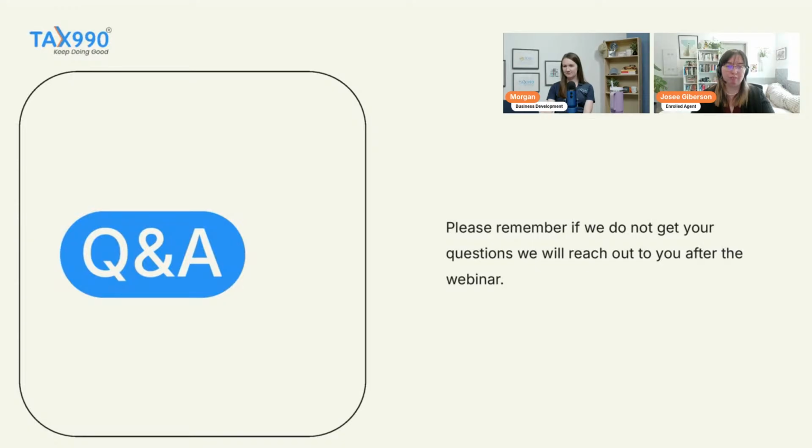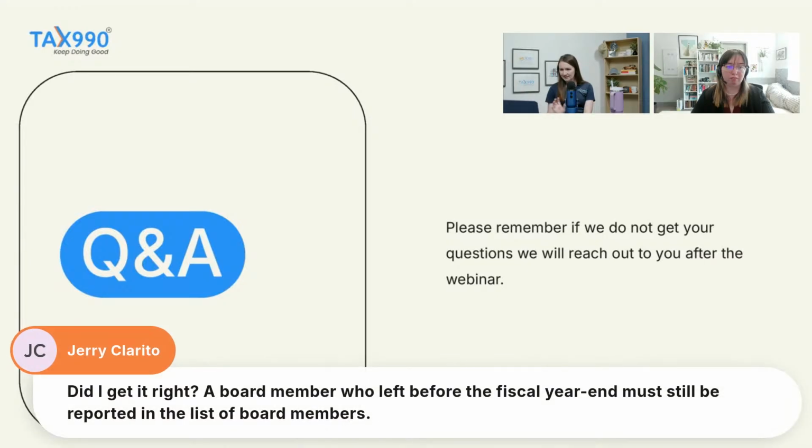Let's see. All right. Jerry says, did I get it right? A board member who left before the fiscal year end must still be reported on the list of board members. Yes, because they're part of your governance team.